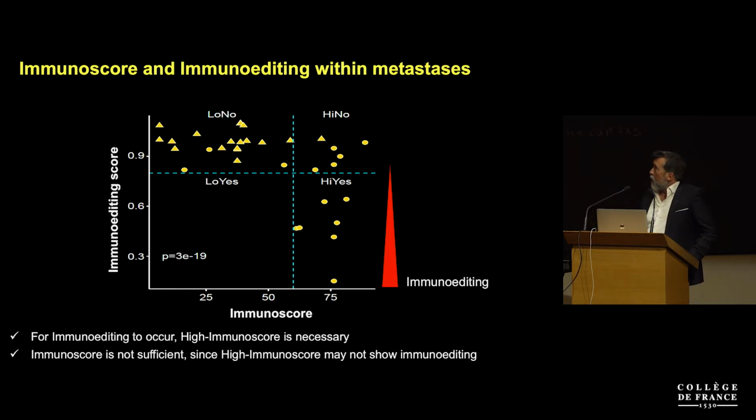And you can see that in these four quadrants, there are in fact three major types of metastases. For immunoediting to occur, you need to have a high immunoscore in these metastases. So immunoscore is necessary, but it's not sufficient to see immunoediting with genetic testing, because you have these high immunoscore patients without it. So it is necessary, but not sufficient. And so we analyzed these three different types of metastases to see what was different.